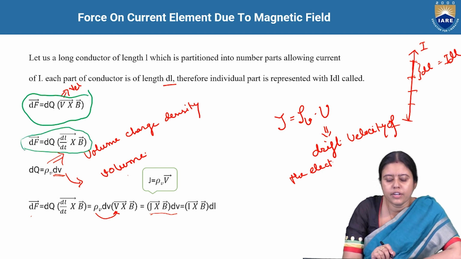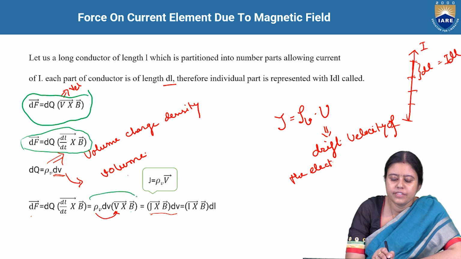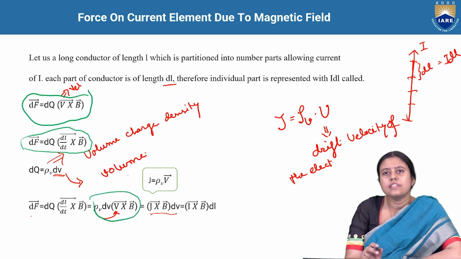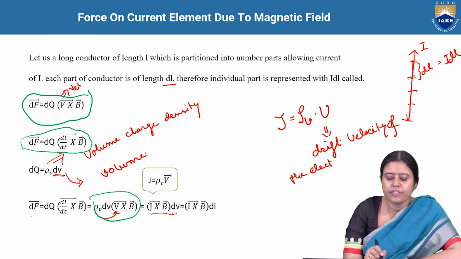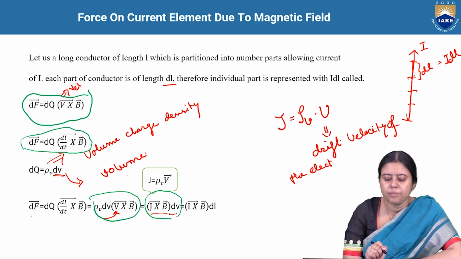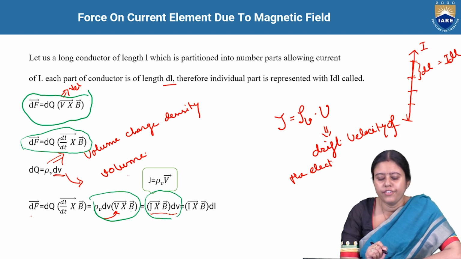What is the third one? Third one we got dF is equal to rho v dv v cross B. This is our third equation. What is the fourth equation? dF is equal to J cross B into dV.